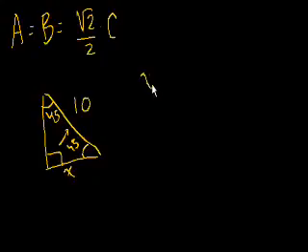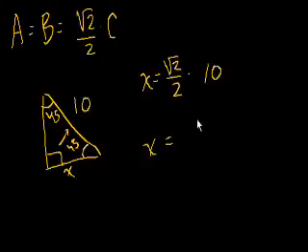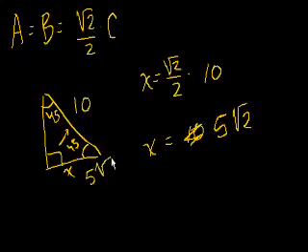Well, we know that x is equal to square root of 2 over 2 times the hypotenuse. So that's square root of 2 over 2 times 10, which is 10 over 2 times square root of 2. So x is equal to 5 square roots of 2. And we know that this side and this side are equal. I guess we know it's an isosceles triangle because these two angles are the same. So we also know that this side is 5 square roots of 2.